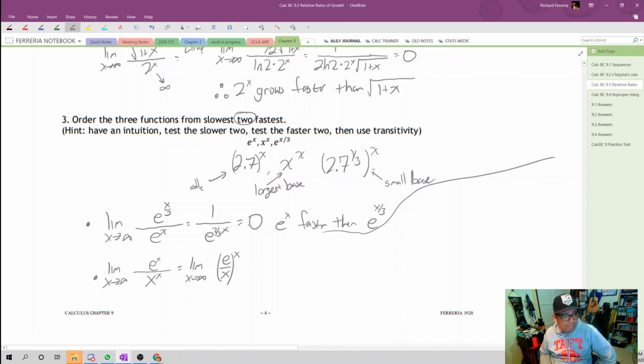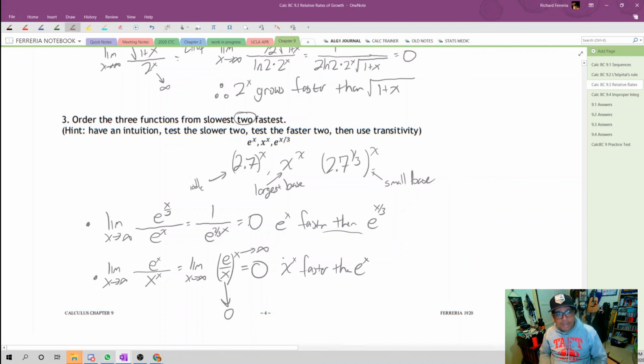Now what happens here? The power goes to infinity, clearly. But the base goes to 0. Now 0 to an infinite power, that's not one of our indeterminate forms. So we don't have to use L'Hopital's rule here. As our base gets closer and closer to 0, then this is also going to go closer and closer to 0. So this limit is equal to 0. Therefore, x to the x is faster than e to the x.